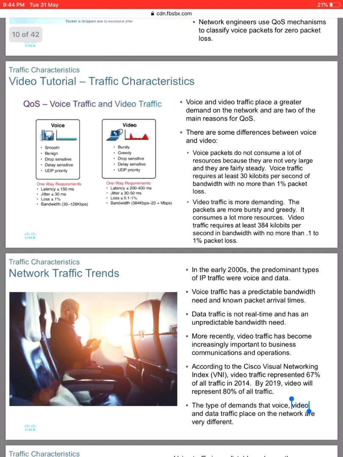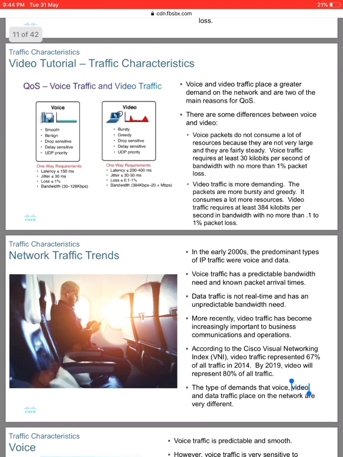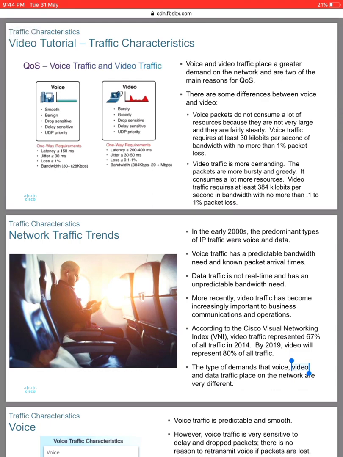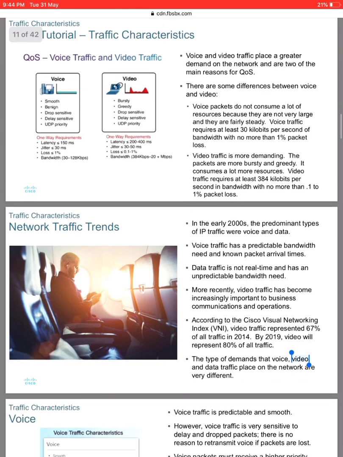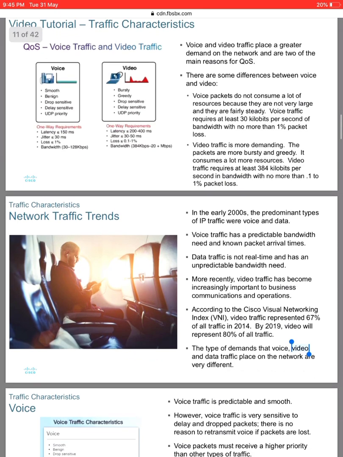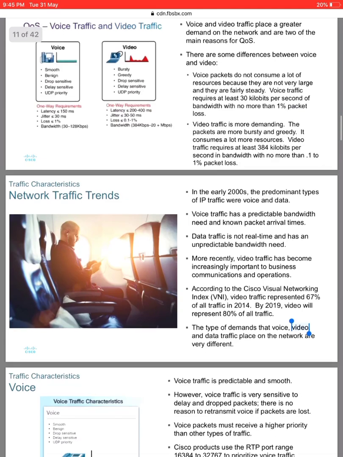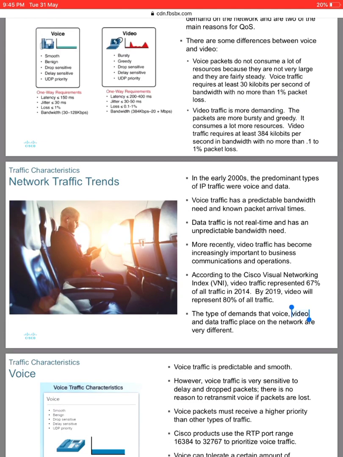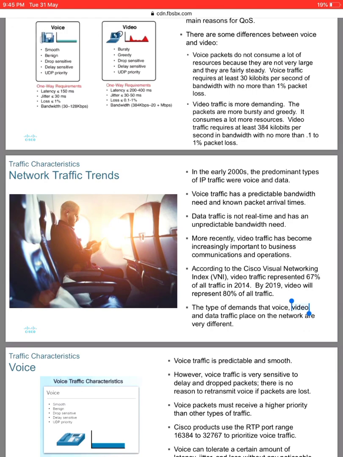So the next one is the voice and video traffic characteristics. So QoS for voice traffic and video traffic. Voice and video traffic place a greater demand on the network and are two of the main reasons for QoS. There are some differences between voice and video. Voice packets do not consume a lot of resources because they are not very large and they are fairly steady. Voice traffic requires at least 30 kilobits per second of bandwidth, with no more than 1% packet loss.